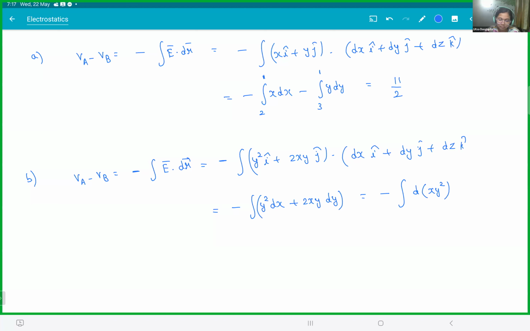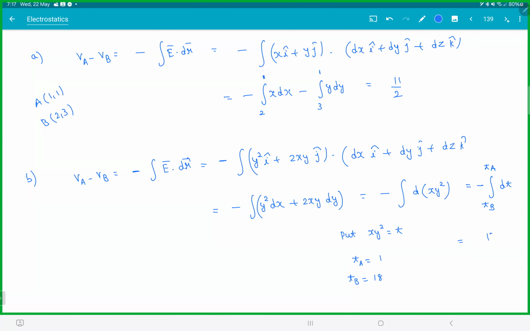Okay. Got it? So you can do it like this if you want. You can say put xy square is equal to t. So t at A will be 1. t at B, because A is (1, 1) and B is (2, 3), will be 2 into this thing, so 18. So basically the limits will be integral dt, this is the limit of tA and this is the limit of tB. So 18 minus 1, so 17. Yes, sir, I got that one right.